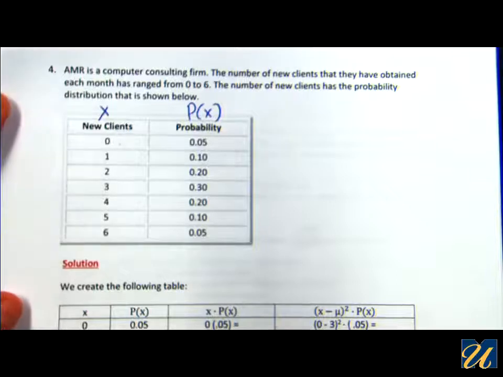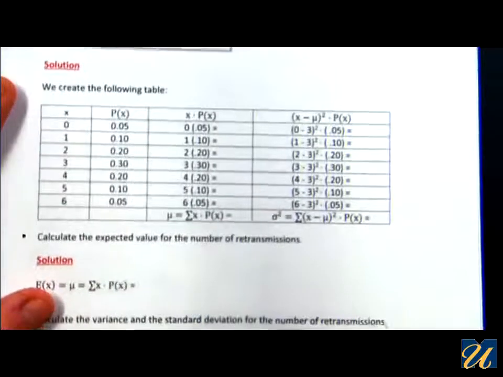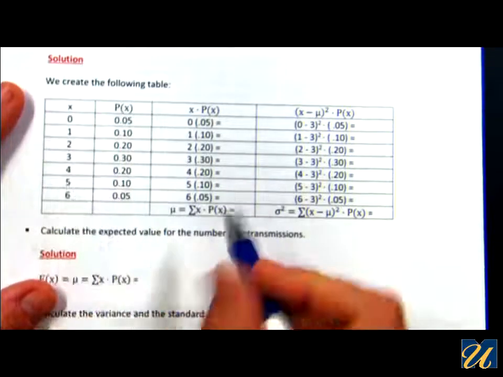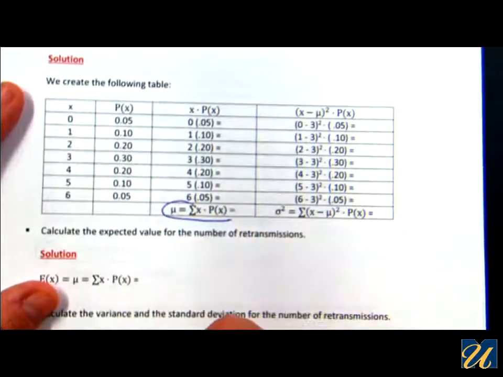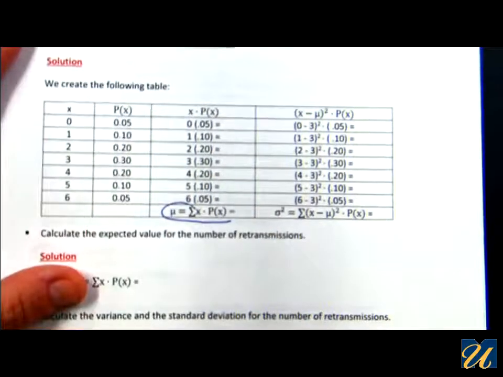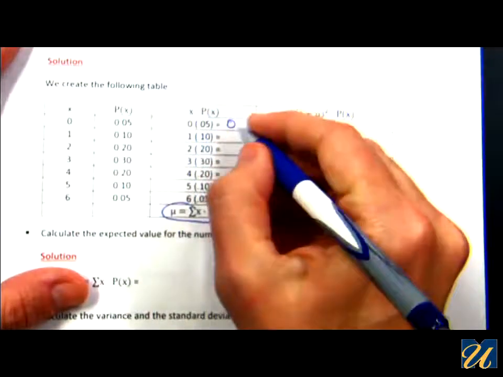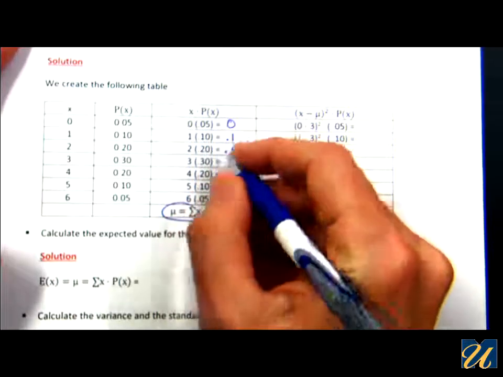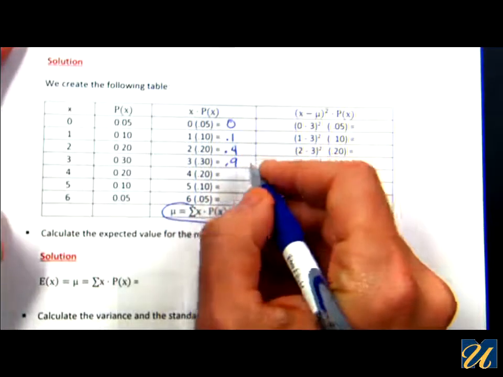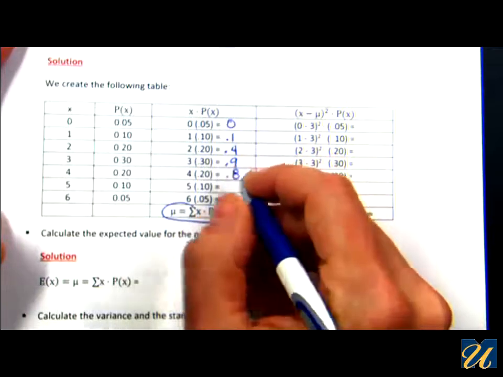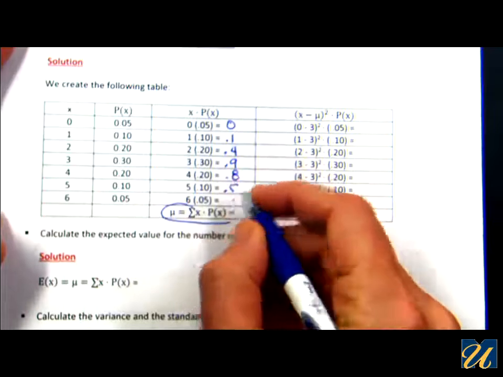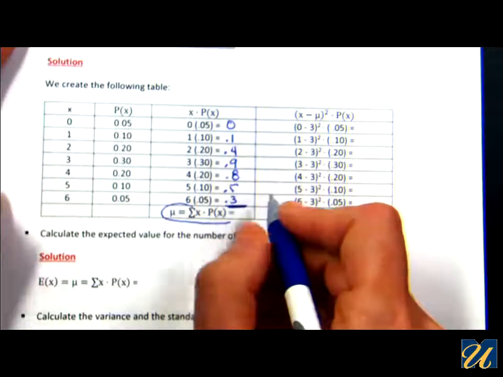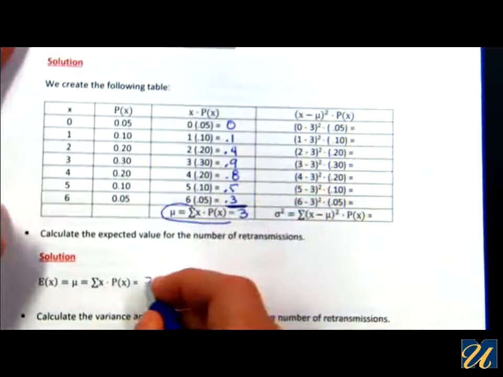First off, we want to find the expected value. We will find the expected value by calculating X times P of X for each outcome, and at the end, we will add them. So 0 times 0.05, 0. 1 times 0.1, 0.1. 2 times 0.4, 0.2 is 0.4. 3 times 0.3 is 0.9. 4 times 0.2 is 0.8. 5 times 0.1, 0.5. 6 times 0.05, 0.3. We add them, and this will give us the average. The average in this case is 3.